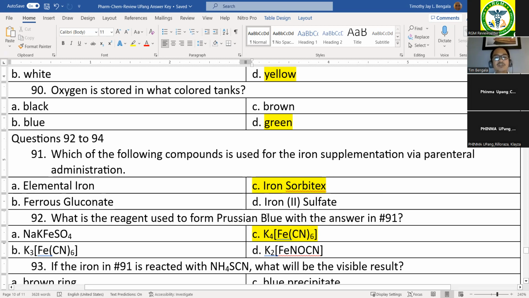what's the reagent used to form Prussian blue with the answer in 91? Again, meron na kayong kind of clue. Pero dito, ang gusto kong ma-remember ninyo, ito nga ay Fe3. This is a ferric ion. So kung ferric ito, ang taga-buo niya ng Prussian blue would be a ferriferro. So kailangan nyo malaman sino si ferrocyanide.